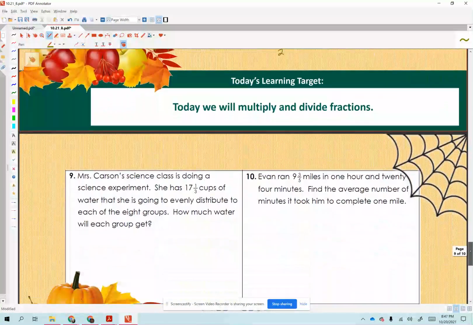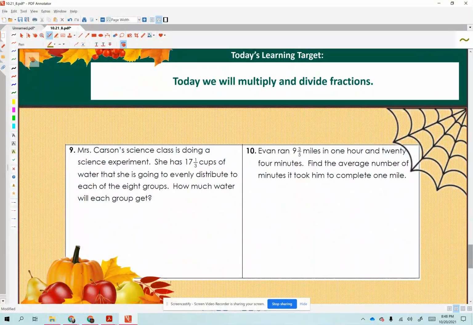Okay, let's go to the last two problems. Mrs. Carson's science class is doing a science experiment. She has 17 and 1/3 cups of water that she's going to evenly distribute to each of the eight groups. How much water will each group get? So it's going to be 17 and 1/3 divided by 8.